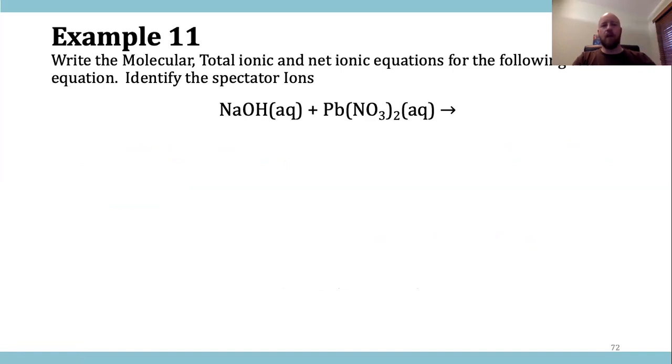All right. So example 11 here is an excellent overall example. Sodium hydroxide plus lead nitrate gives us what? We want to know what is the molecular equation, what is the total ionic equation, what is the net ionic equation, and what are the spectator ions. Those are 4 different questions. Now again, you saw how the questions were. This is probably more of a super question.